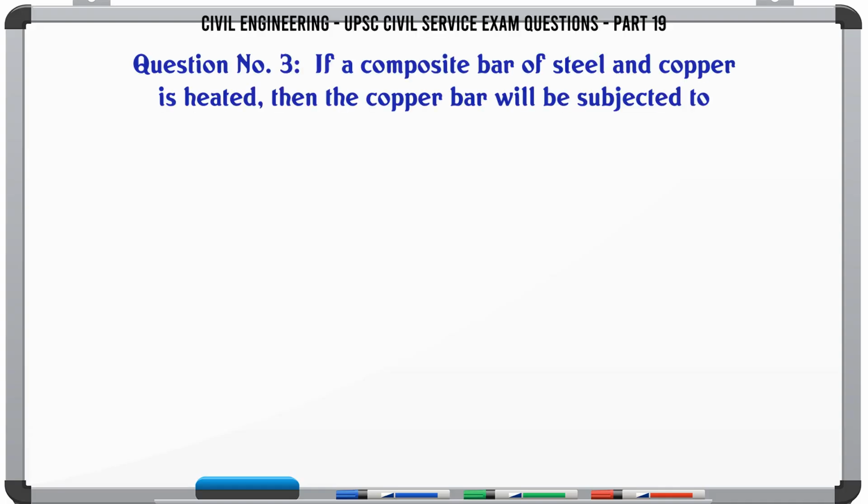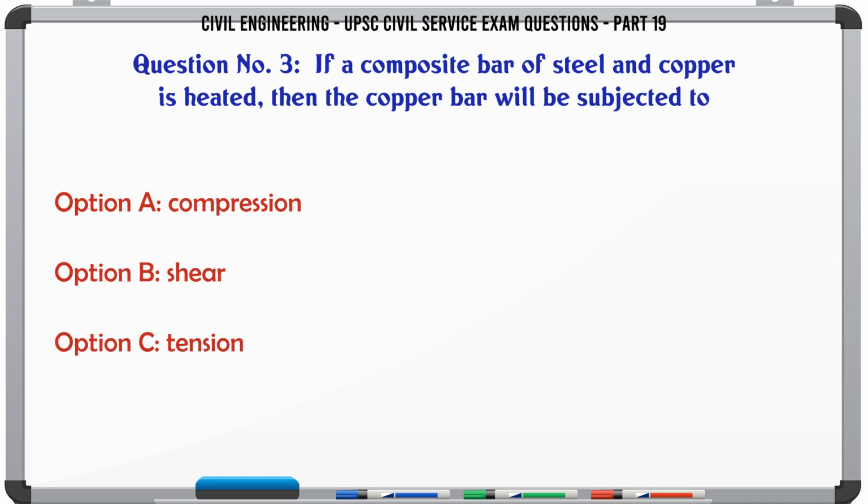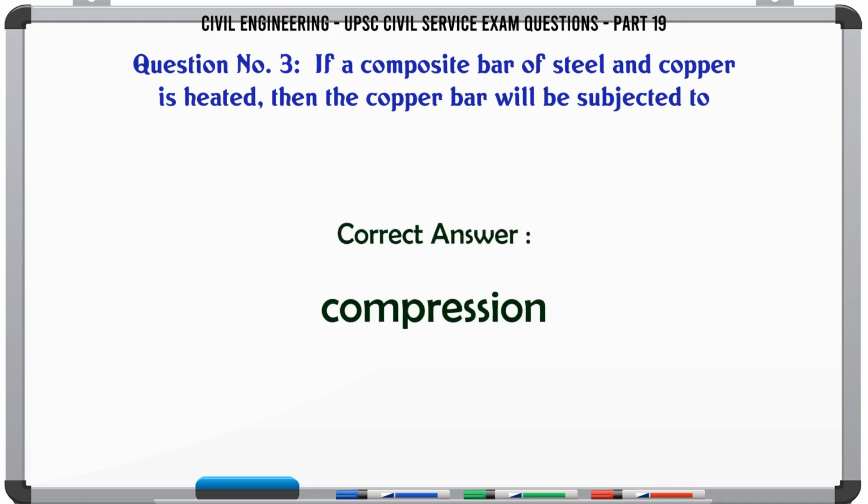If a composite bar of steel and copper is heated, then the copper bar will be subjected to A. Compression, B. Shear, C. Tension, D. Torsion. The correct answer is compression.